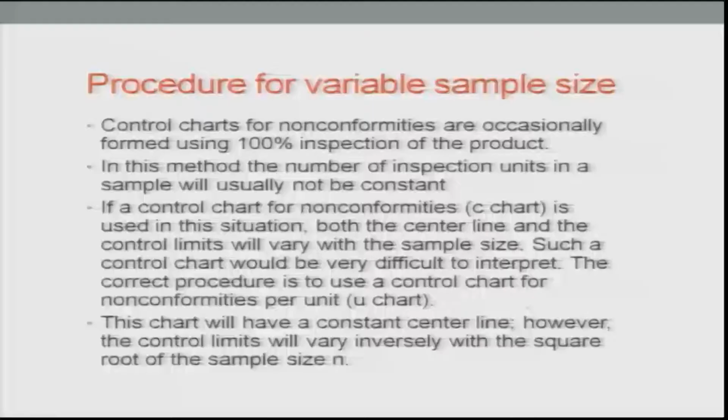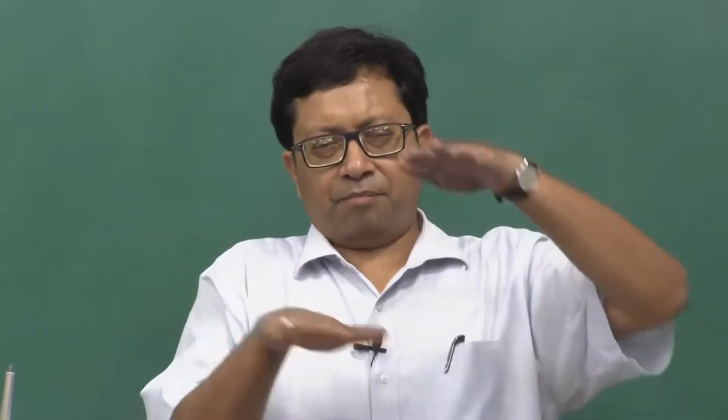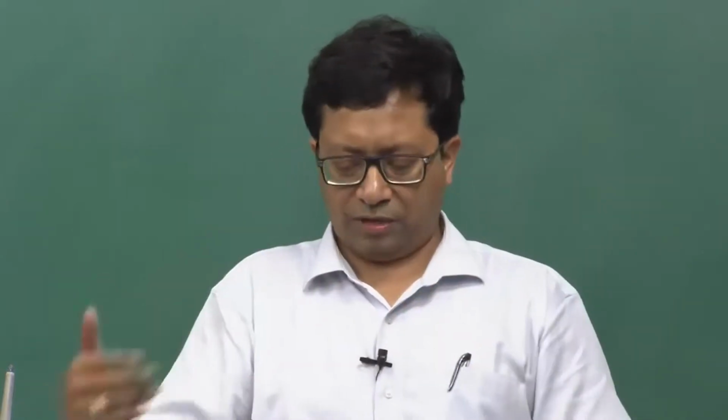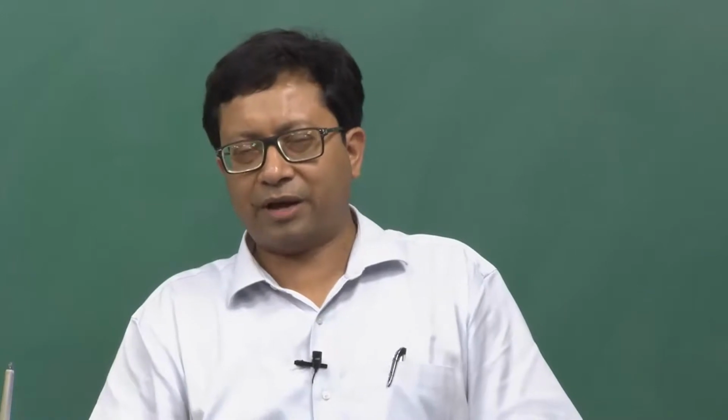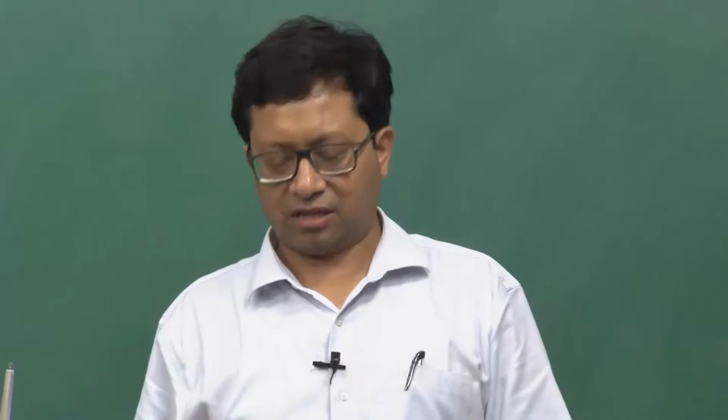So, what we want to compare against the central line would also be very difficult for us to infer. The correct procedure is to use the control chart for non-conformities per unit, which is the U chart. These charts will have a constant central line. However, the control limits will vary inversely with the square root of the sample size. So, the U chart will have a fixed central line, but the upper and lower control values would change depending on the sample size, because that will be divided by n in the case of variance, and once you take the standard deviation it would become divided by the square root of n. So, you have to understand it technically and do the calculations as necessary.